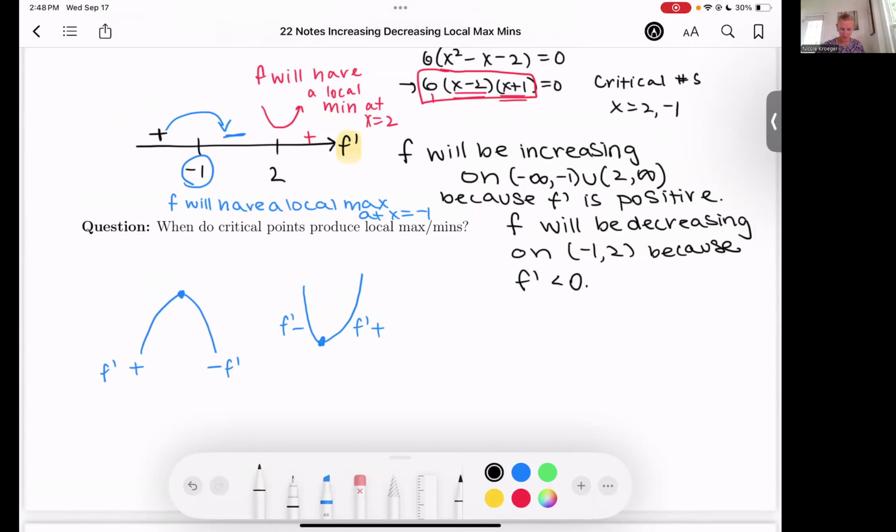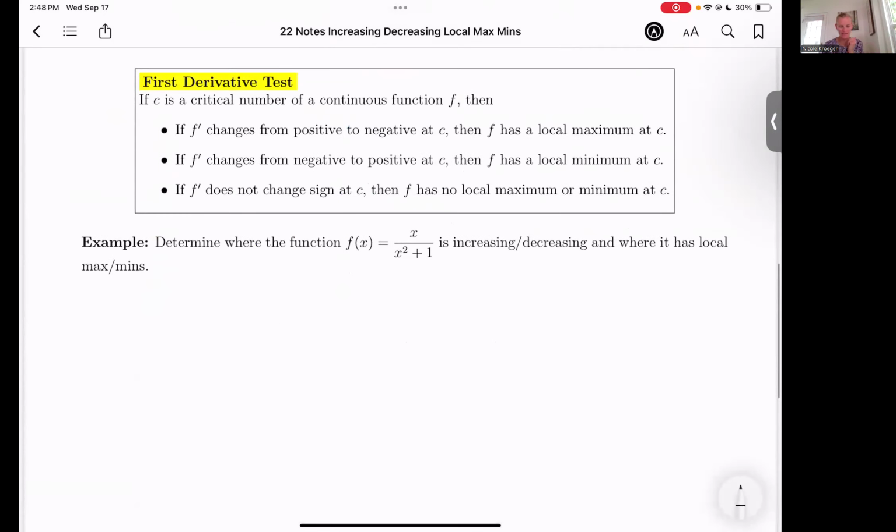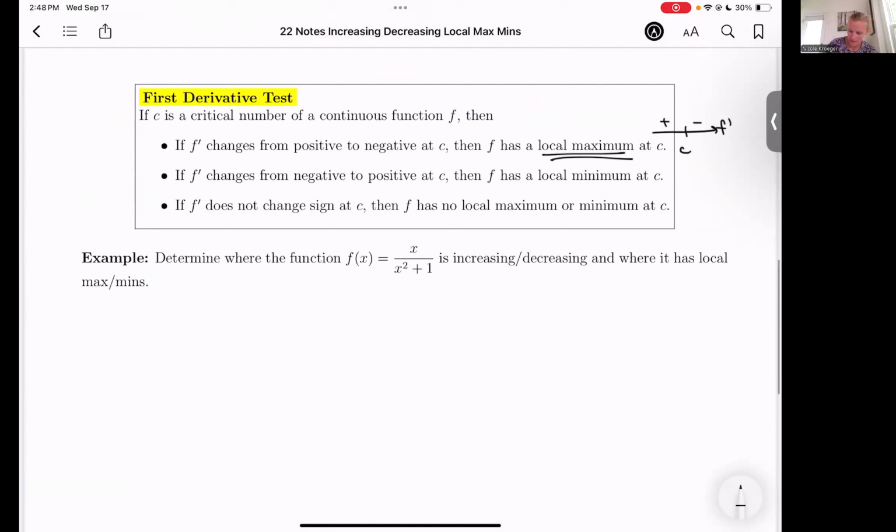Okay, this idea of the local maxes and mins is called the first derivative test. So the first derivative test tells us if I look at a critical number of a continuous function, if the derivative changes from positive to negative at that point, so if my sign chart for f prime looks like this, then we have a local max. If my sign chart goes from negative to positive, then I have a local min. And if there's no sign change at the critical number, then I have neither a max or a min. So this would mean my sign chart looks like positive, positive, or something like that.